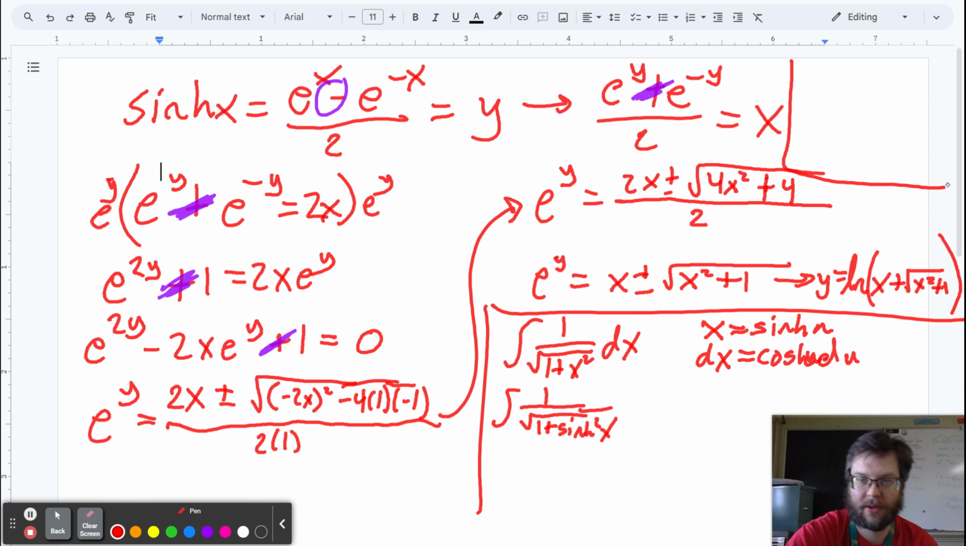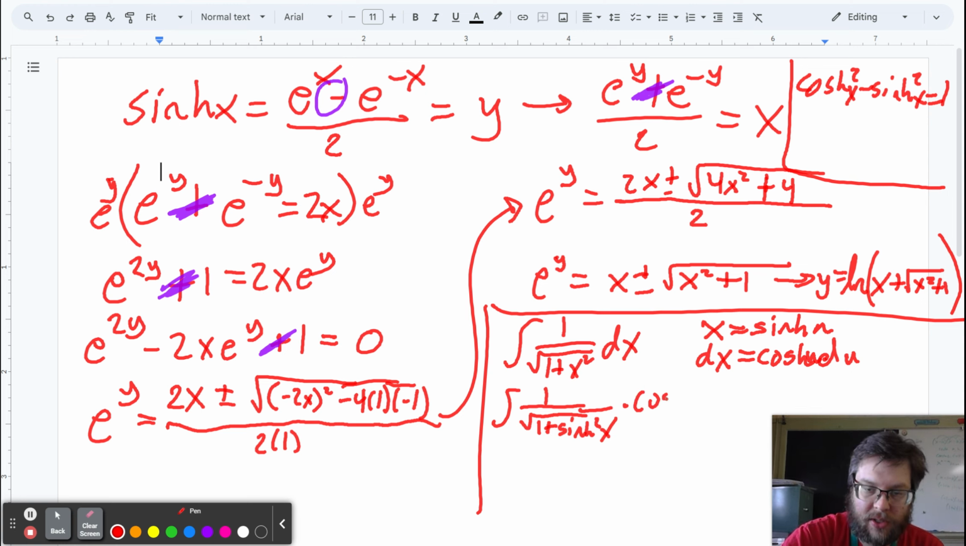I'll write it up here again. We said that cosh squared of x minus sinh squared of x is 1. So let's substitute our dx, which is cosh u du. Let's recognize that if I add sinh squared x to both sides, then cosh squared is 1 plus sinh squared.